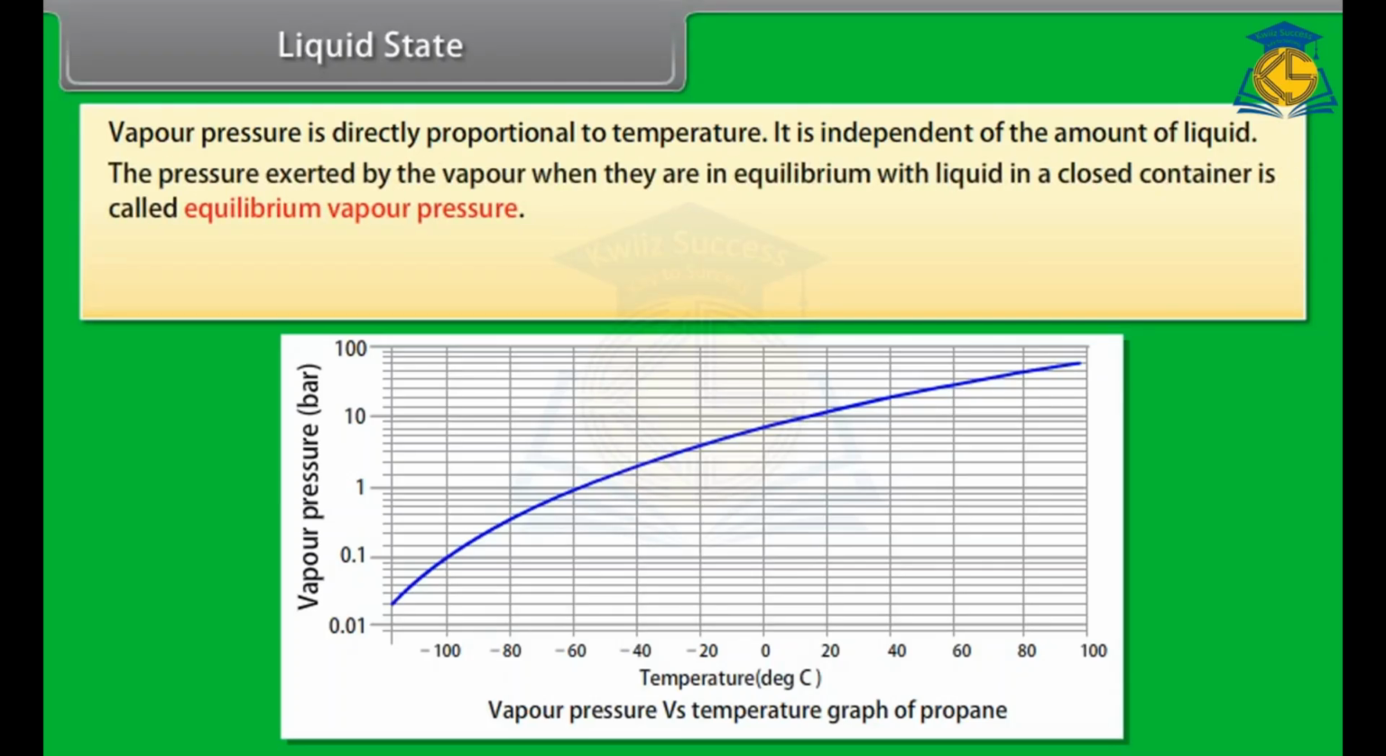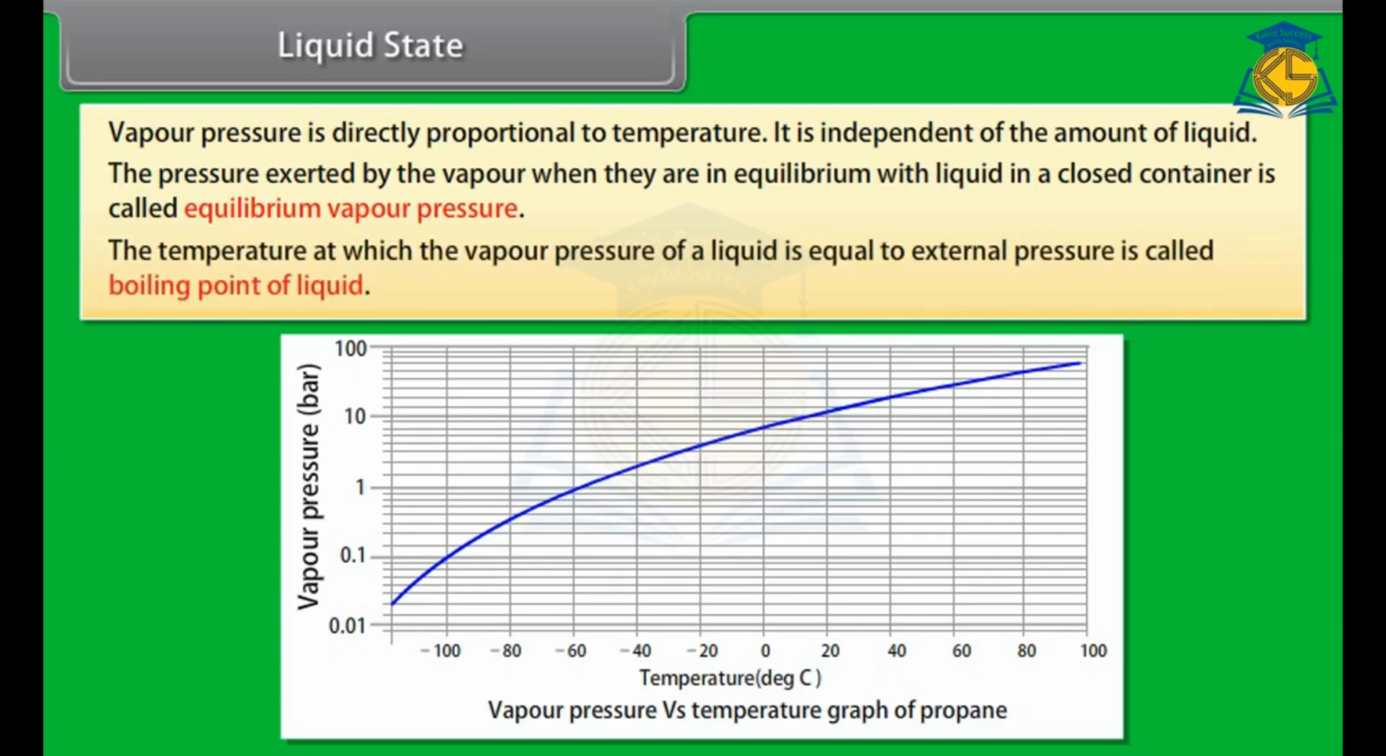The pressure exerted by the vapor when they are in equilibrium with liquid in a closed container is called equilibrium vapor pressure. The temperature at which the vapor pressure of a liquid is equal to external pressure is called boiling point of liquid. Surface tension.